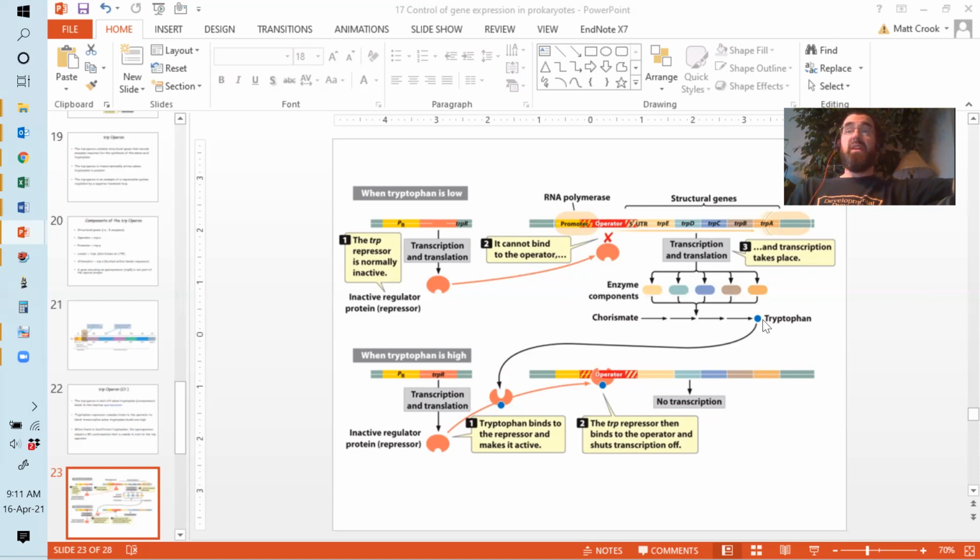And because the tryptophan is the product of the things produced by the trp operon, this is a feedback loop, right? It's a negative feedback loop because as the product of what the things produce increases, it decreases expression.